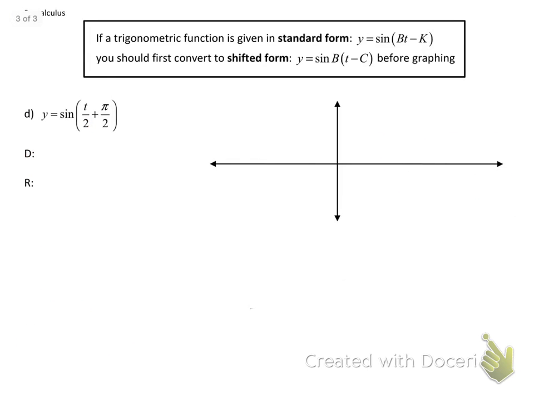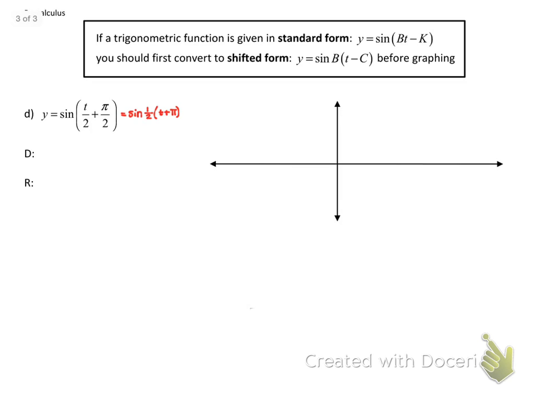Okay, so next we're going to look at what you do when you're given t that's not alone. So if you read above, we have a standard form and a shifted form. If you're given a function in standard form, like in letter D, then we need to change it into shifted form. So by doing that, we need to factor out whatever is with t because we need t to be by itself. Since it says t divided by 2, we're going to factor out a 1/2. So we're left with t plus pi. This is the function that we're going to graph.